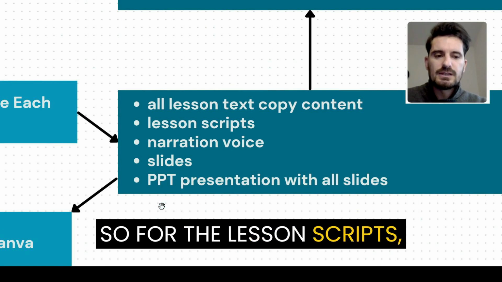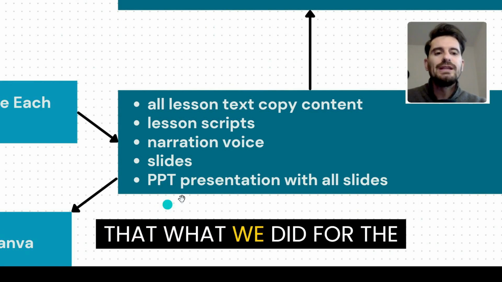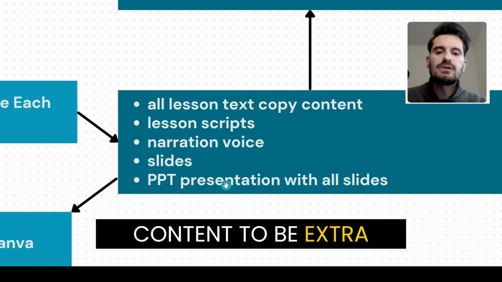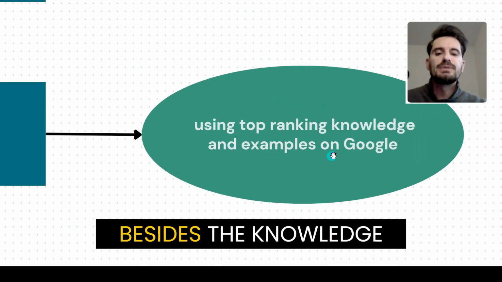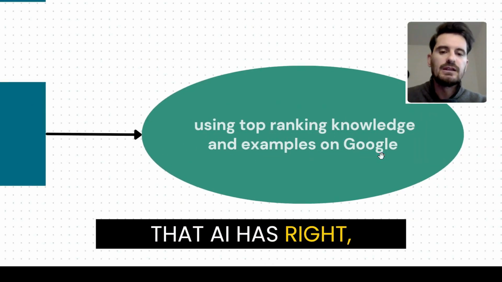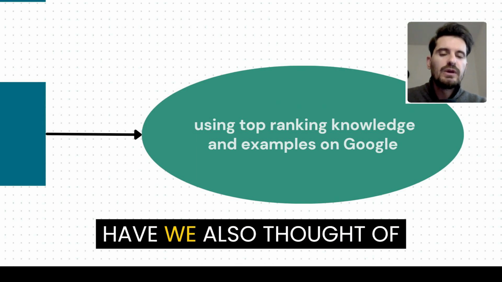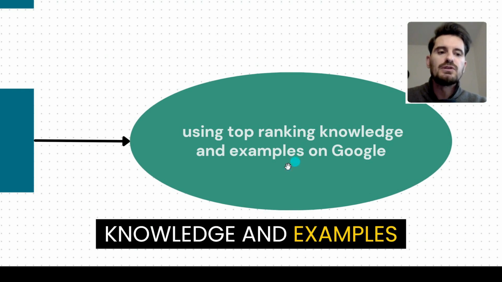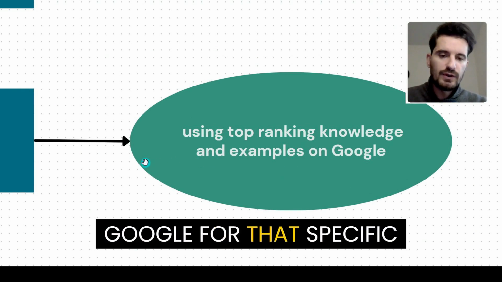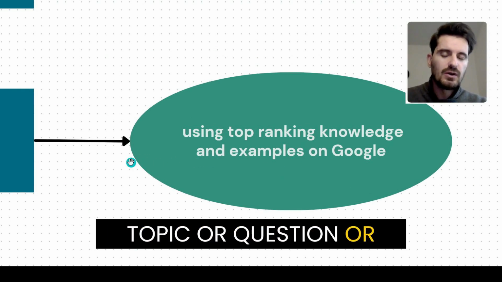So for the lesson scripts, it's worth mentioning that for the content to be extra valuable, we were able to use examples and knowledge besides the knowledge that the most advanced AI models have, right? We also thought of adding the best knowledge and examples that were ranking on Google for that specific topic or question or query, right?